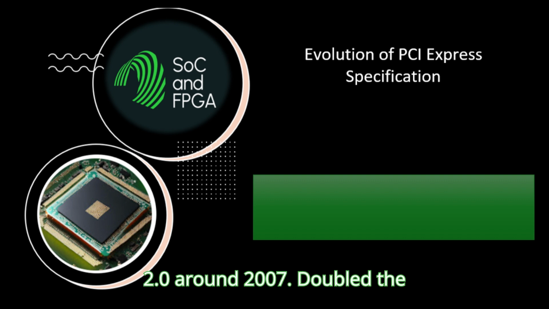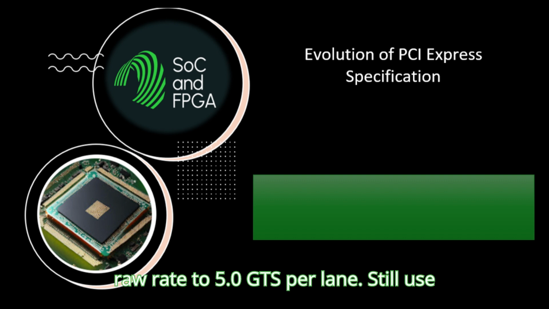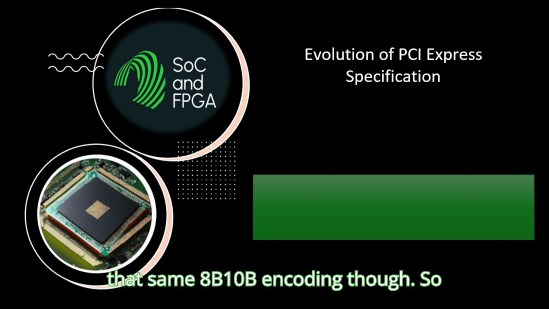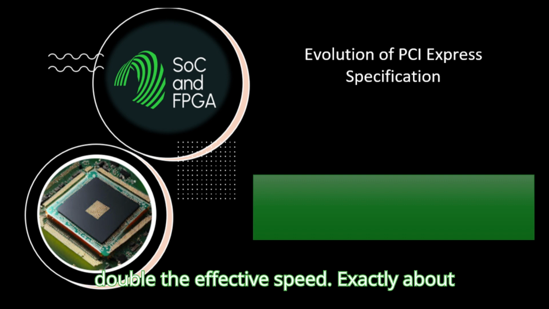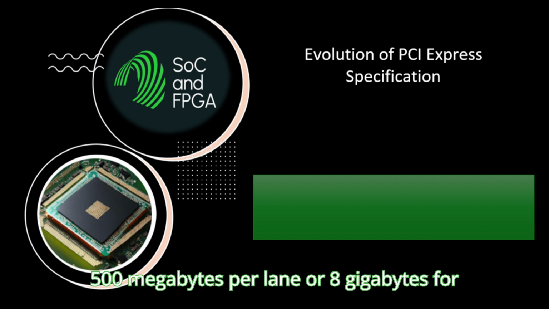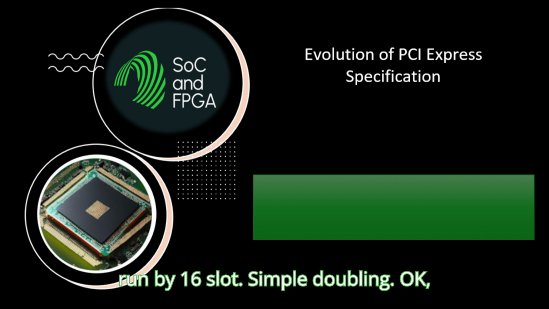Around 2007, it doubled the raw rate to 5.0 GT/s per lane. Still using that same 8b/10b encoding, though. So double the raw speed, same overhead. Means double the effective speed. Exactly, about 500 megabytes per lane or 8 gigabytes for an x16 slot. Simple doubling. Okay, straightforward enough.